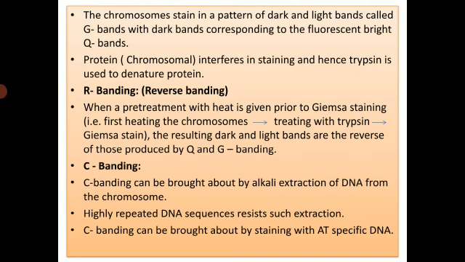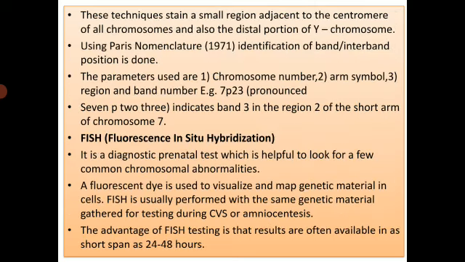The C banding can be brought about by alkali extraction of DNA from the chromosomes, and highly repeated DNA sequences resist such extraction, and C banding can be brought about by staining with AT specific DNA stains. Okay, and these techniques stain a small region adjacent to the centromere of all chromosomes, and also the distal portions of Y chromosomes.